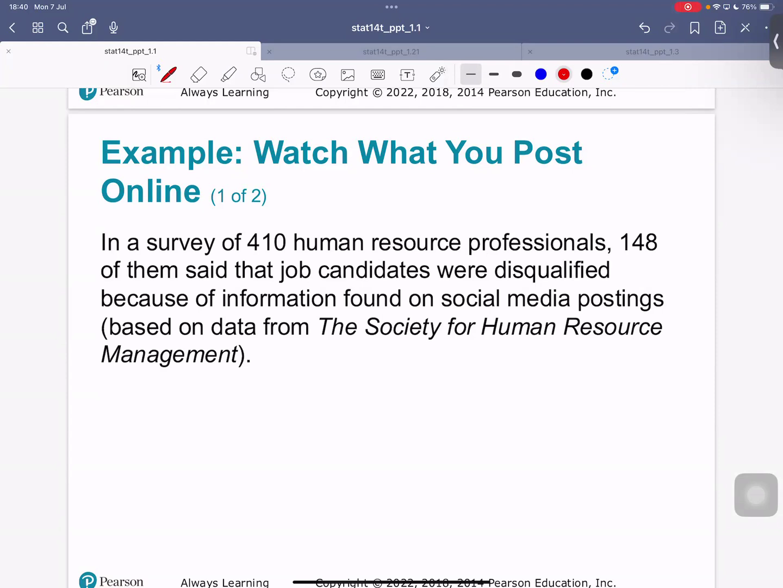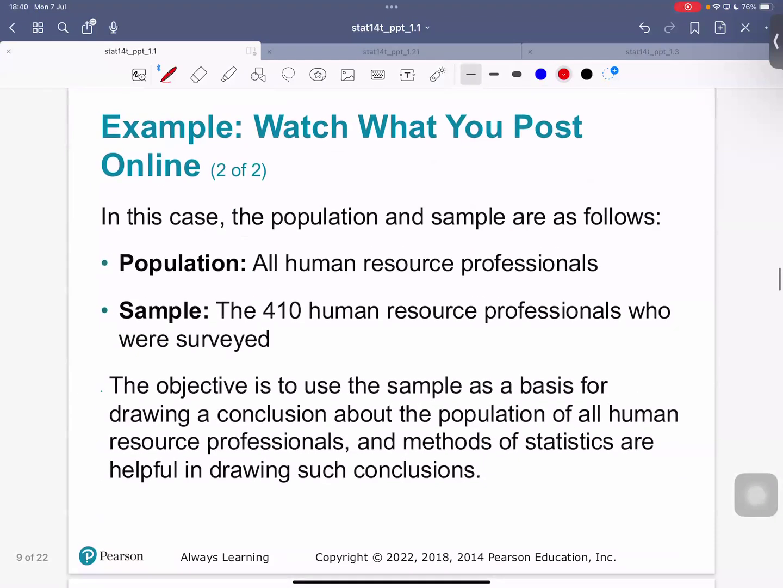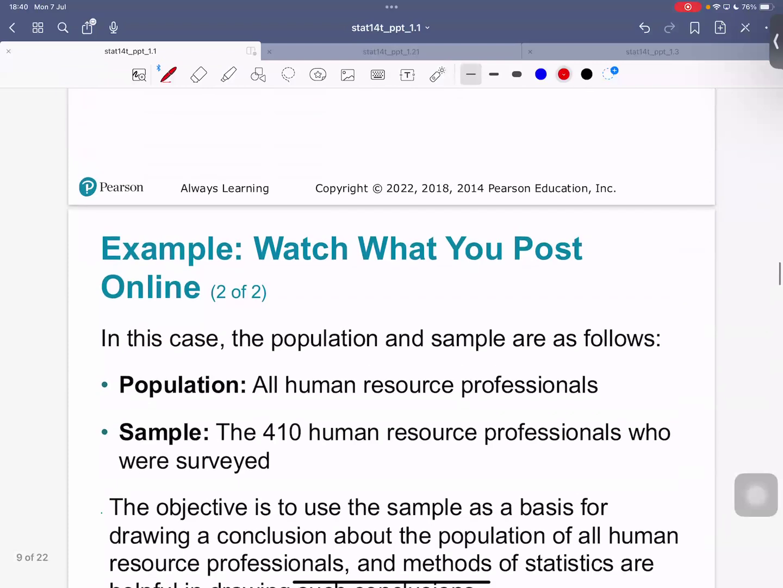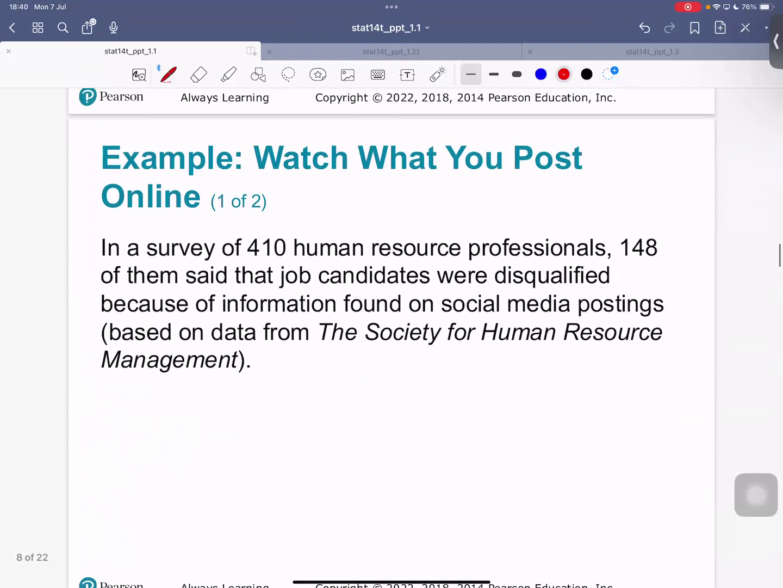Okay, so the correct answer is Maori's answer. Why? Let me explain. In this case, let's look at this one. In a survey of 410 human resource professionals, 148 is tricky, right? Of them said that job candidates were disqualified because of blah blah blah.